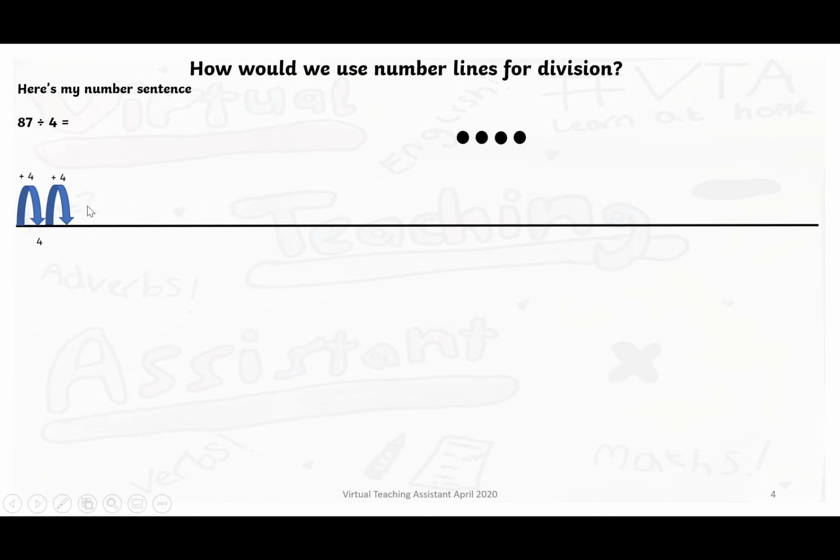Now, if you can't count in your 4s very well, or you don't know your 4 times table, I tend to count on from the dots, okay? So how I do it is I go 4, and then I go 5, 6, 7, 8, and then 9, 10, 11, 12, 13, 14, 15, 16, like that, okay?